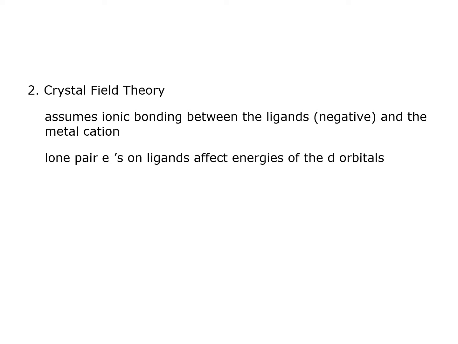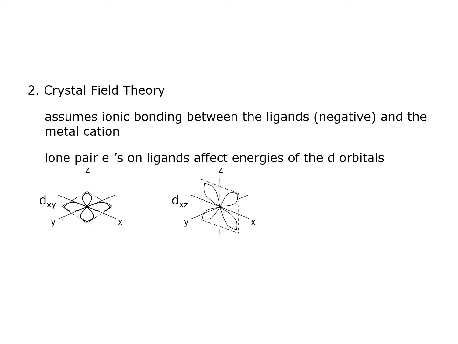And so we have to imagine that as these ligands approach the central cation, they have the ability to affect the orbitals' energies. Now, to understand how those energies are affected, I need you to recall the different d orbitals.